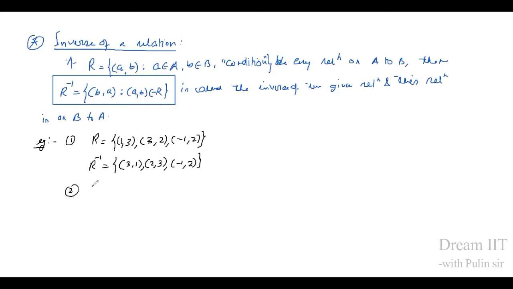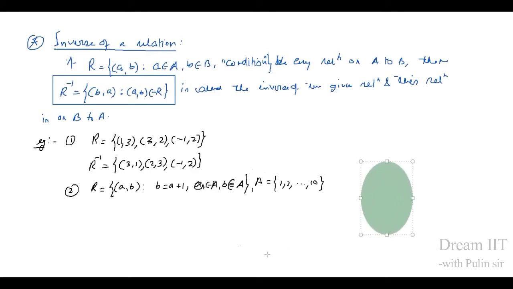Now, one more example I would like to take, where we'll be giving conditions. Say, I'd like to take this relation where B is equal to A plus 1, right? A is taken from set A, B is taken from set A, where A is the set 1, 2, 3, 4, say up to 10. Now we have to find the inverse. I'll do it in a short way first: we'll draw the diagrammatic way, and then convert this into the analytical one.